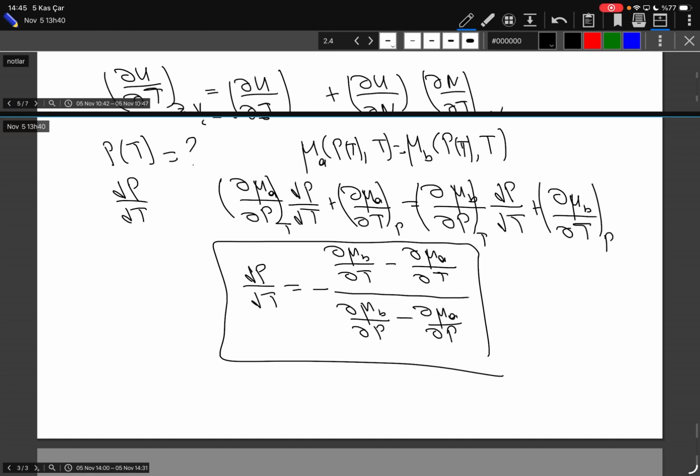The next thing I will do is, how do we express these derivatives in terms of some more familiar quantities? I need to find the differential of the chemical potential, basically.